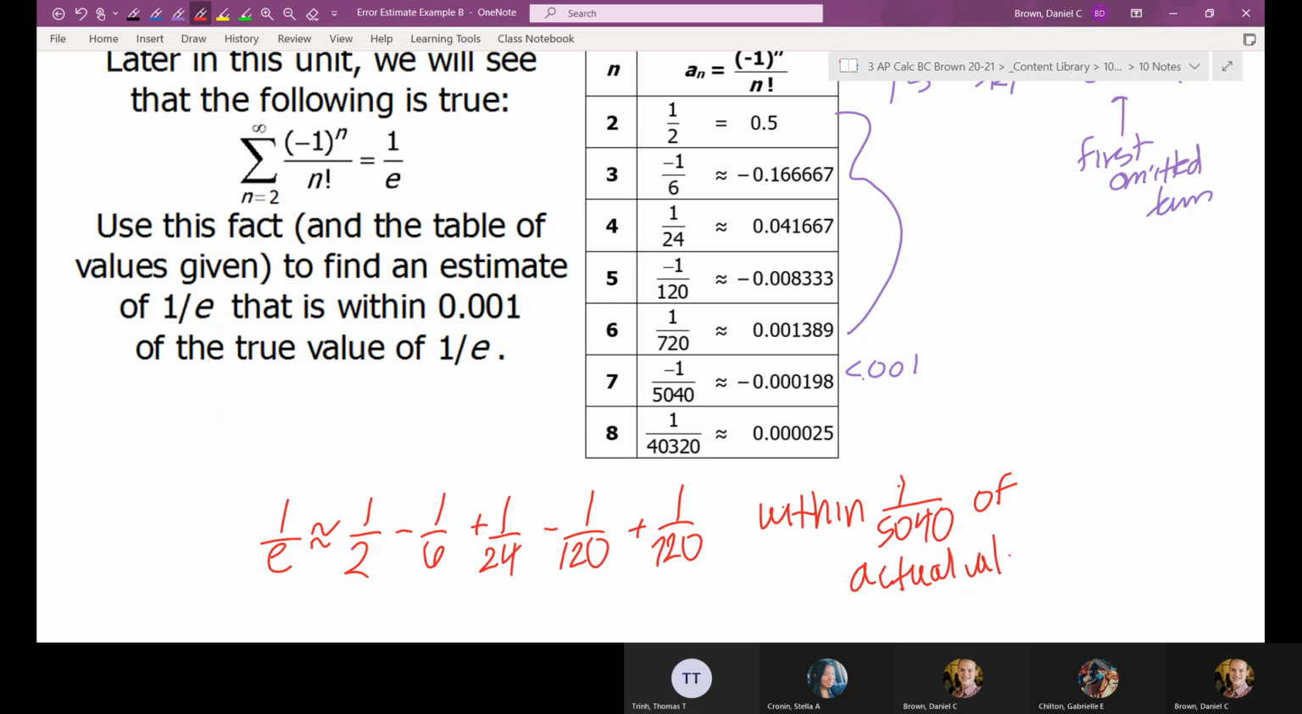Questions on that? Kind of getting deep into the theoretical aspect of this. All right, so that is where I'm going to go ahead and stop today's notes.